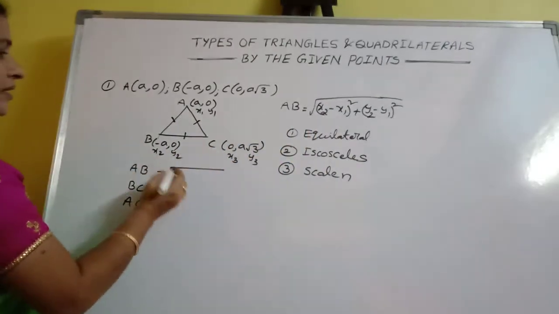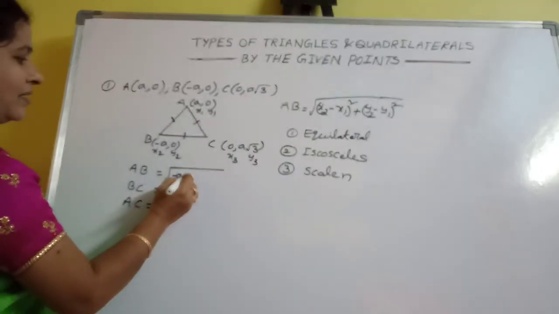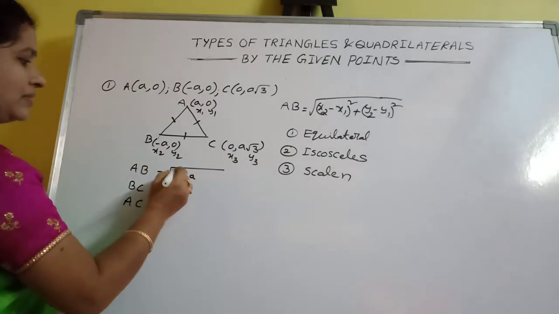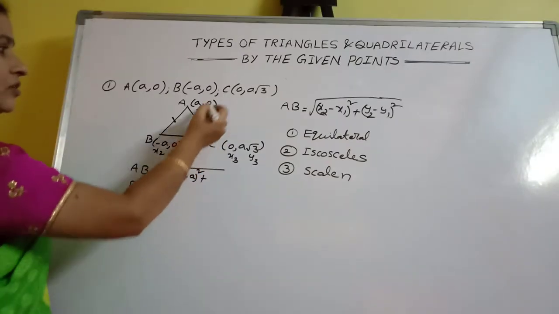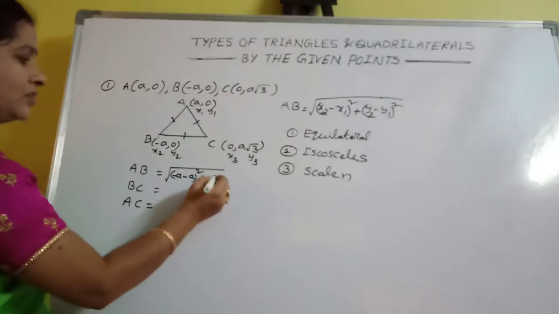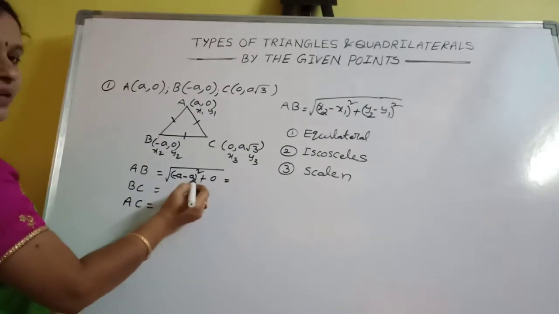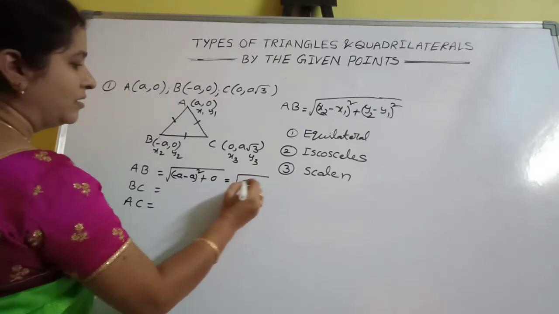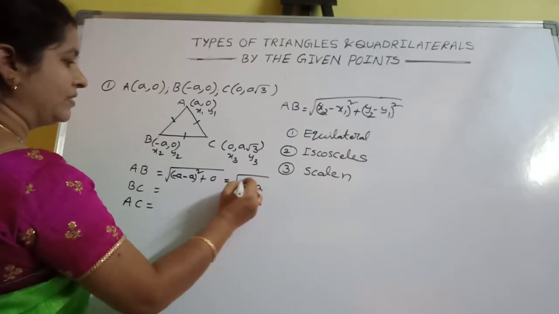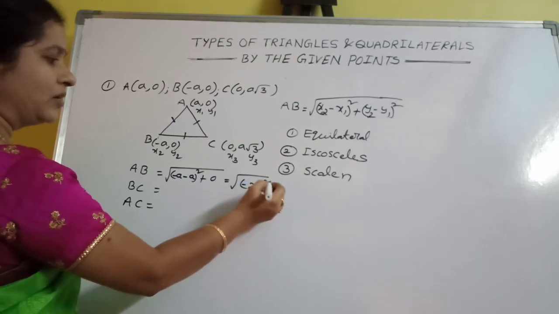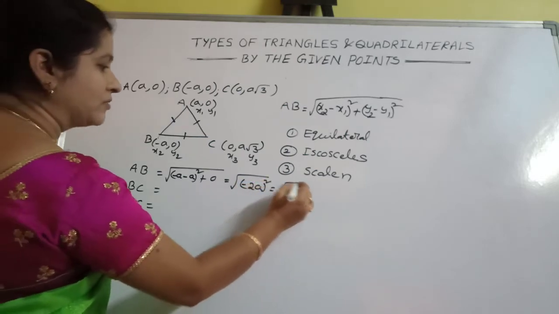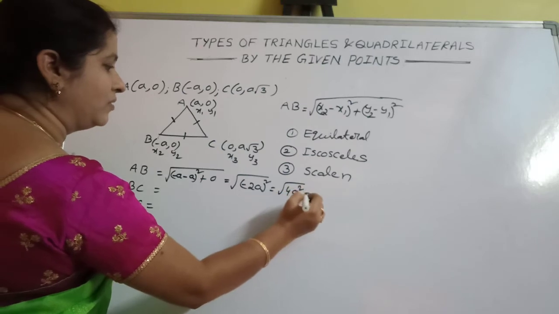So x2 is minus a, x1 is a, so (minus a minus a) whole square plus (y2 minus y1) which is 0 minus 0, again 0. So minus a minus a is minus 2a, so (minus 2a) whole square, which is 4a square. The square root of 4a square equals 2a.